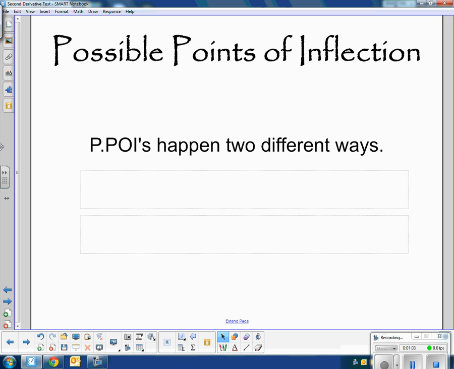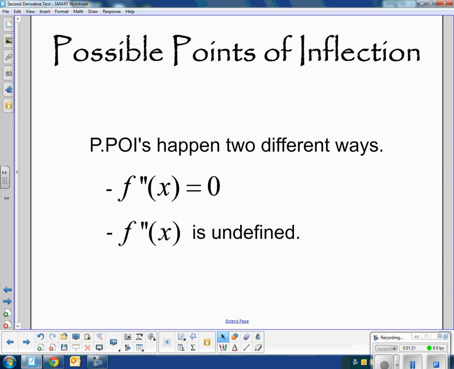Possible points of inflection, which I abbreviate with PPOIs, happen in two different ways, very similar to how critical numbers did, except we're looking at the second derivative. Possible points of inflection happen when my second derivative is equal to 0, or possible points of inflection happen when my second derivative is undefined.